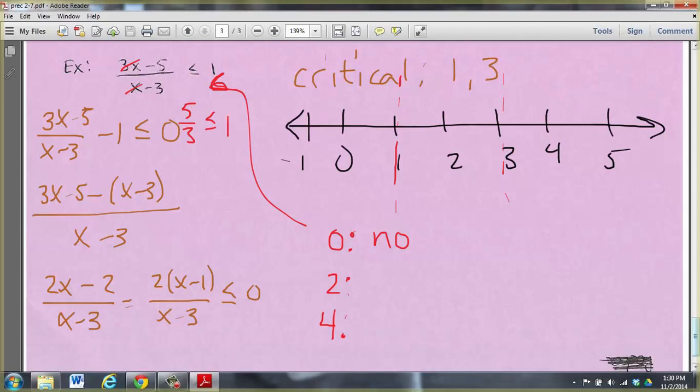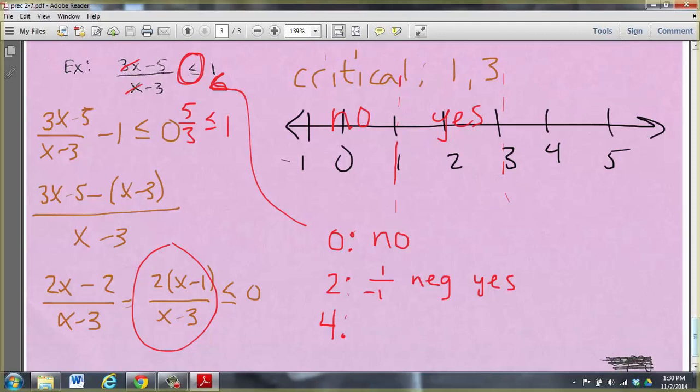When I try 2, then I'm going to come back here. I have a 2 minus 1, so I have a 1 on top. And a 2 minus 3, I have a negative 1 there. That gives me a negative number. That's what I want. So that zone is yes. So I got a no over here and a yes right there.